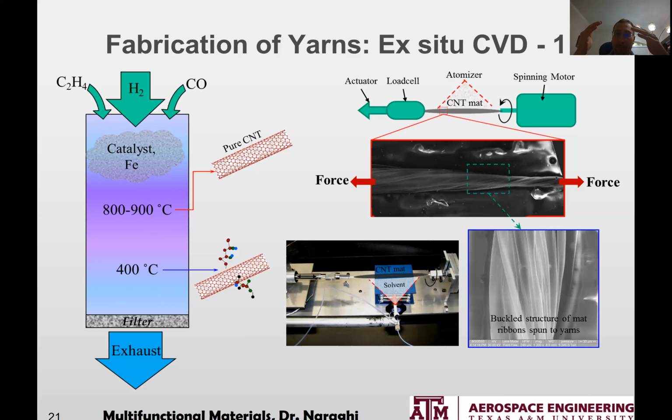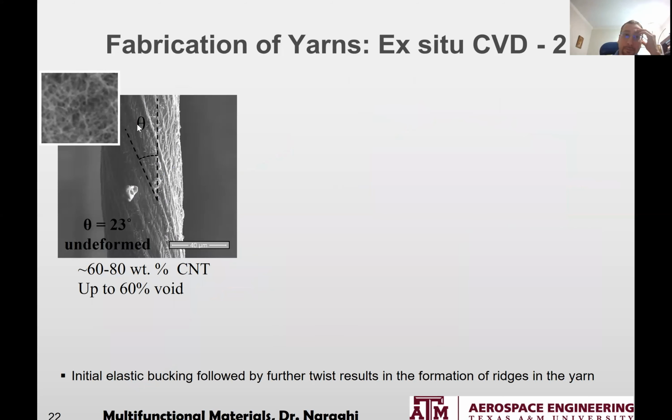Still not 100% wettability, because carbon nanotubes that were touching each other in the mat will keep touching each other. The polymer will not be able to go in between them because the van der Waals forces between carbon nanotubes are rather strong. So at the end, you will see a structure like this. It has ridges. I'll tell you where these ridges come from. And if you zoom in, you see individual carbon nanotubes like that.